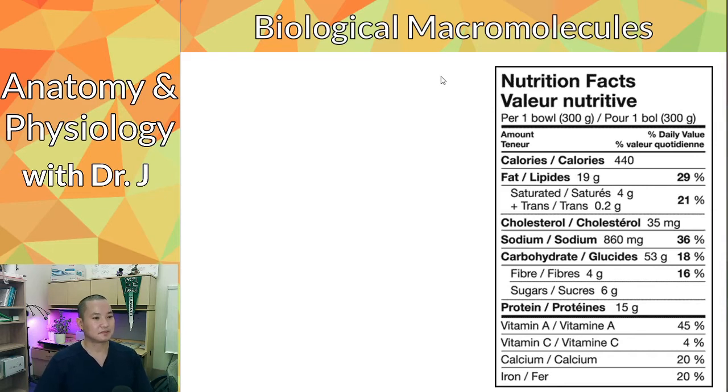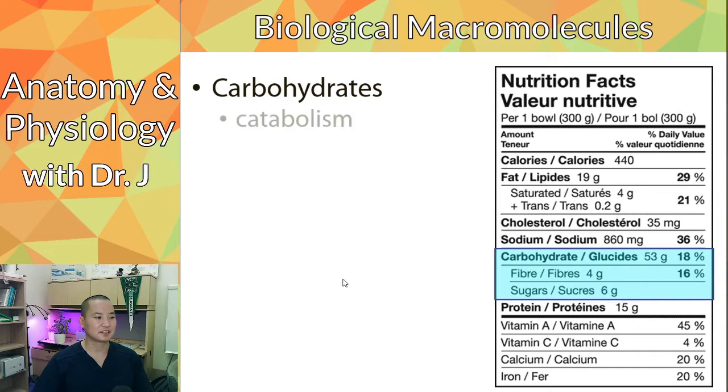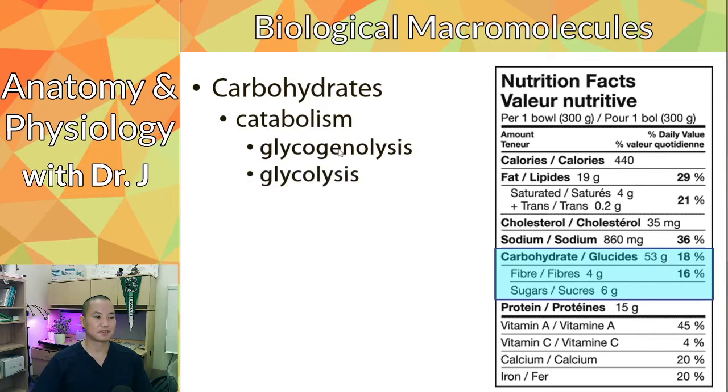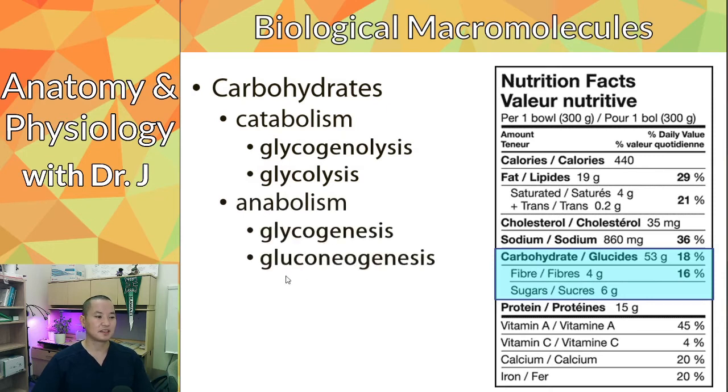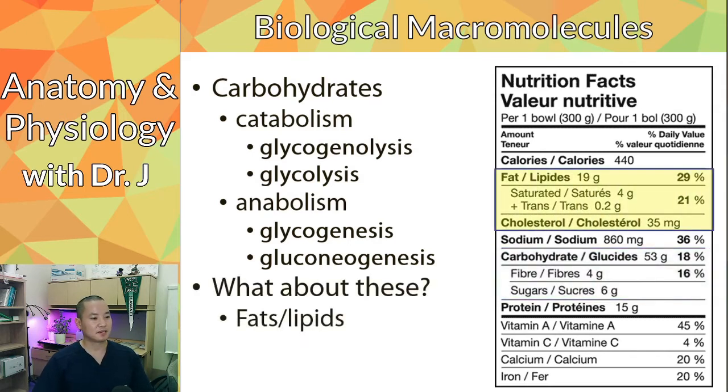Okay, so we're done with carbs, and let's go on to the other macromolecules. To summarize catabolism, we have glycogenolysis and glycolysis, so again, breaking apart glycogen and breaking apart glucose. For anabolism, glycogenesis is building up glycogen from glucose, and gluconeogenesis is when you take things like pyruvate, shuffle it around, and combine it with other carbon to make new glucose molecules. Now, what about fats, lipids and proteins? Well, this is what I hope to get through in the rest of this lecture.